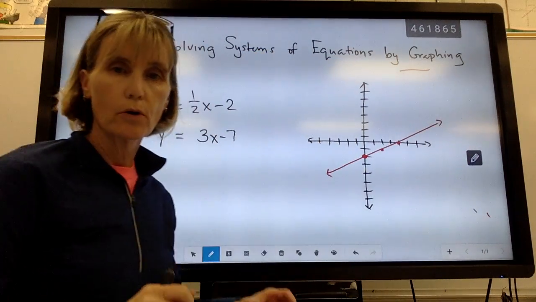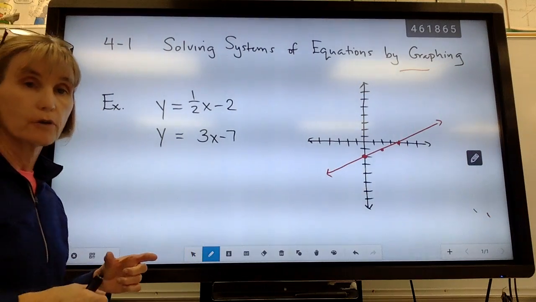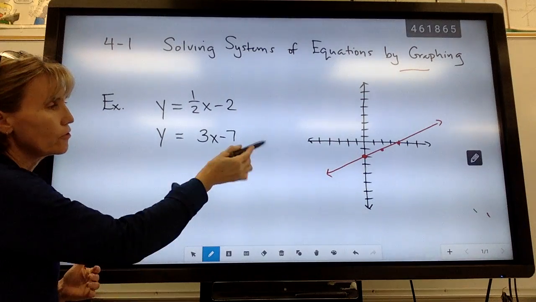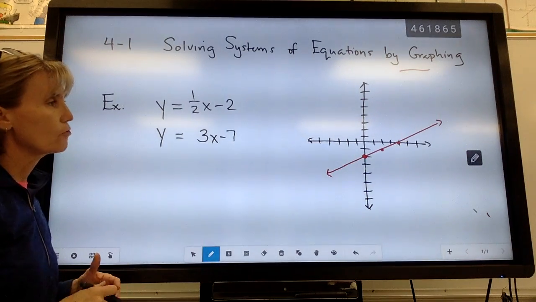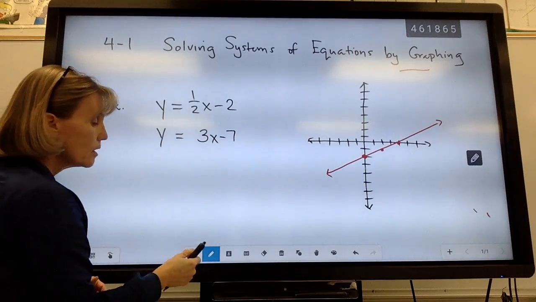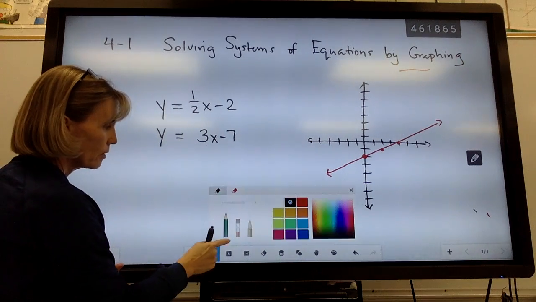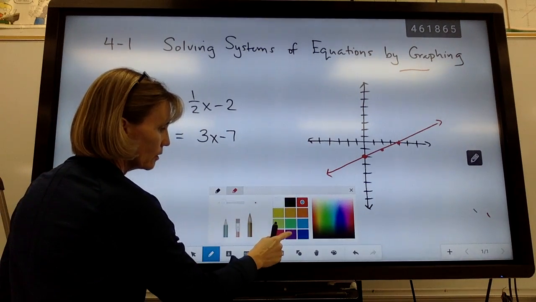Again, I would use your ID card on your computer to draw as straight a line as you can, because there's going to be a little bit of error if you're drawing your own graphs. So we want to be as accurate as possible. Okay, when I go to graph the second line, I'm going to graph this second line on the same graph. Okay, I'm going to change my color up here. Let's go purple.